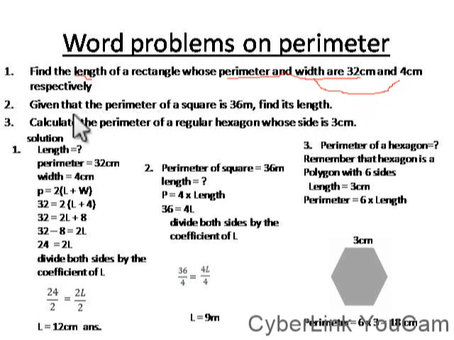Then number 2, given that the perimeter of a square is 36 meters, find the length. Number 3, calculate the perimeter of a regular hexagon whose side is what? 3 centimeters. Let's start with the first one.